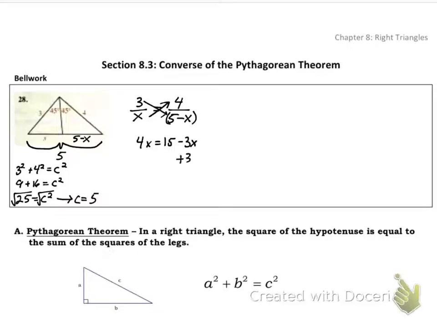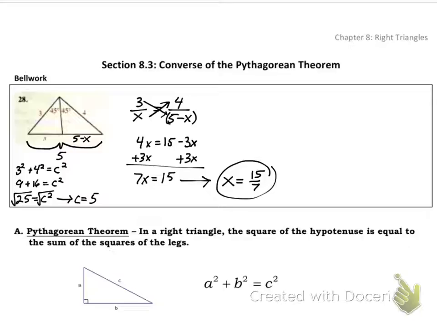I would add 3x to both sides. I would see 7x equals 15. Divide both sides by 7, and we're going to see that x equals 15 divided by 7. Much easier, isn't it? Much easier than the book method way. And this is going to work on a lot more problems than that book method way does.